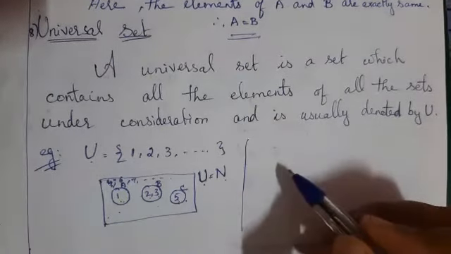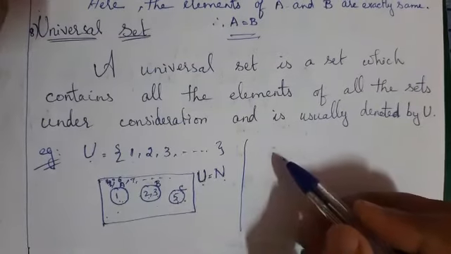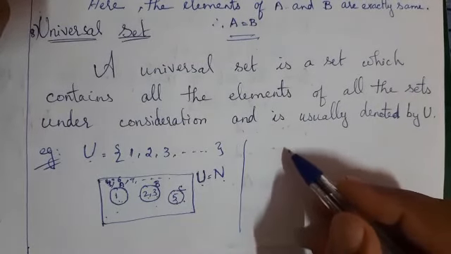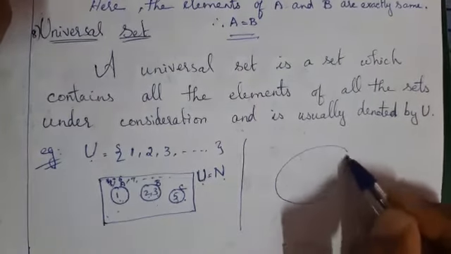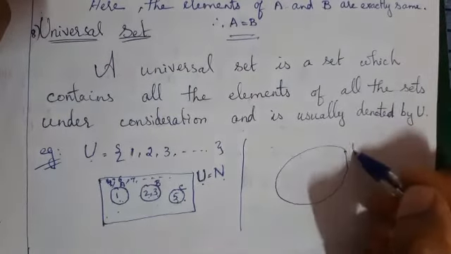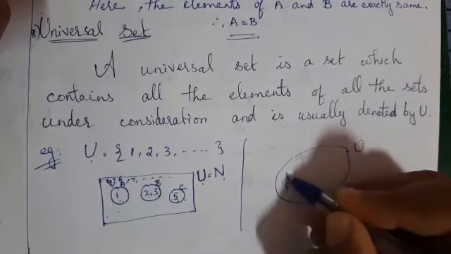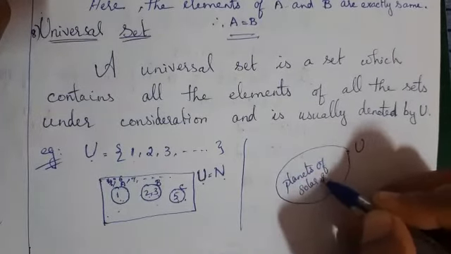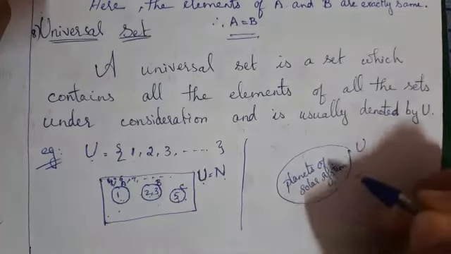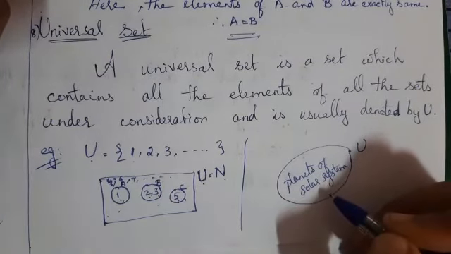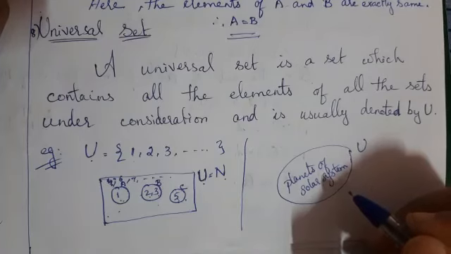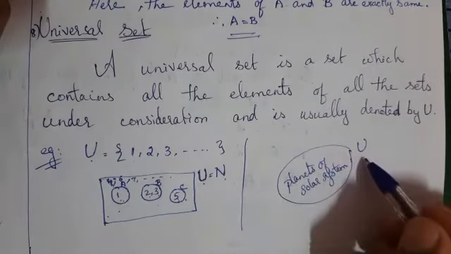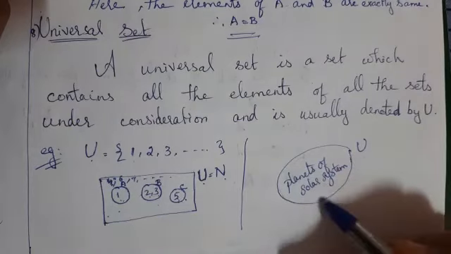If you are discussing the planets of the solar system, take all the planets inside this set. That is the universal set: planets of the solar system. When you discuss Earth, that is a planet of the solar system. Universal set means all the planets of the solar system.